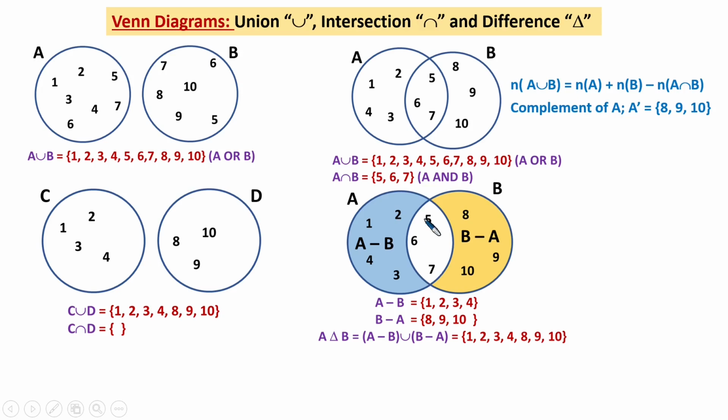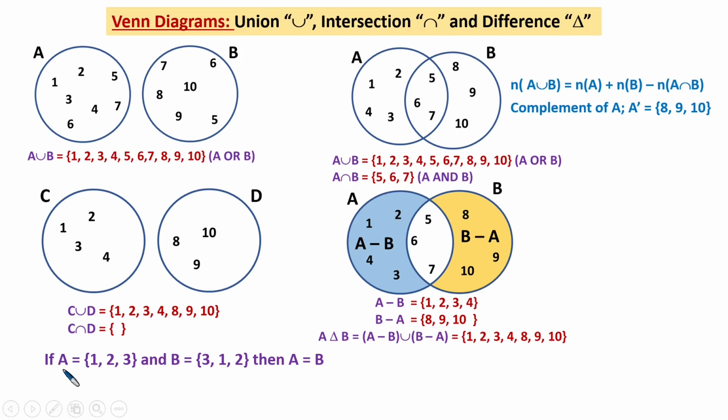So these are common elements. So these 3 only will get deleted from this set B. So B minus A is only 8, 9, 10. All this we will discuss in detail in the coming few slides. This is just an introduction, this first slide, so that, as I said earlier, it will be easy for you to follow the whole lecture much more quickly and easily.